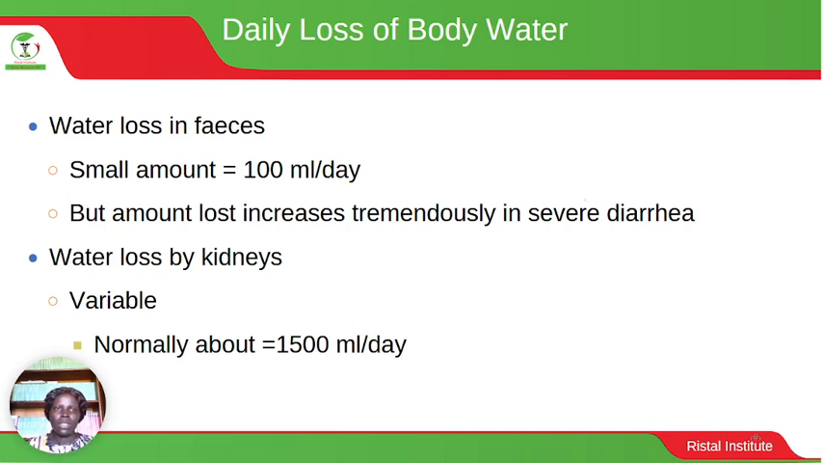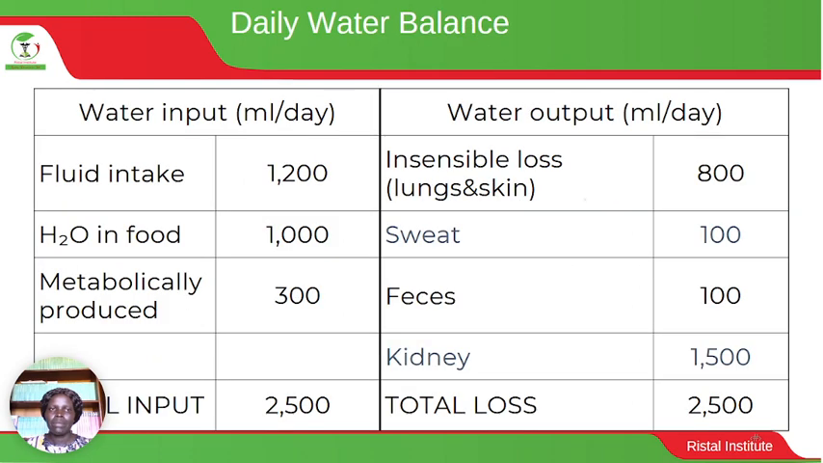Water loss in feces can also be equivalent to around 100 milliliters per day. But the amount lost increases tremendously in cases of severe diarrhea. The person is likely to lose more water than the 100 ml per day that is estimated in a normal person. Water loss by kidneys is variable. Normally it can be about 1,500 milliliters per day.